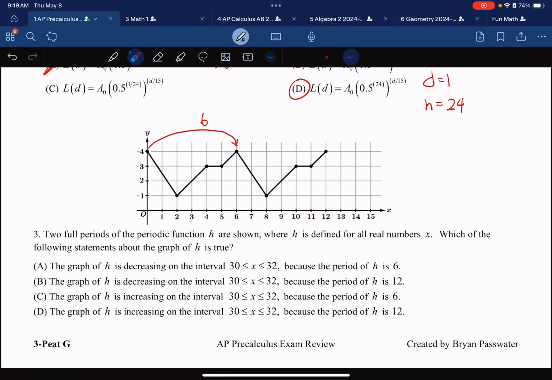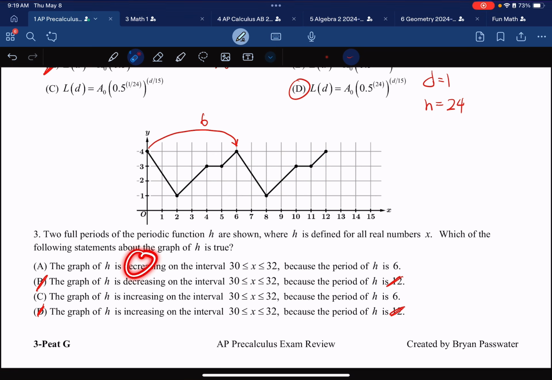Okay, I can see what's happening with this function, and it's asking about this part that we can't see when we're out here at 30. The first thing I'm noticing is these periods are wrong because I already told you the period was 6, so we can cross off the 12s. Those are incorrect. So B and D are immediately eliminated. It even tells us 2 full periods are shown, and we go all the way out to 12. That one's pretty self-explanatory.